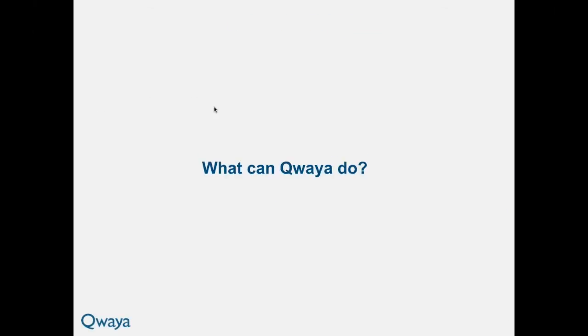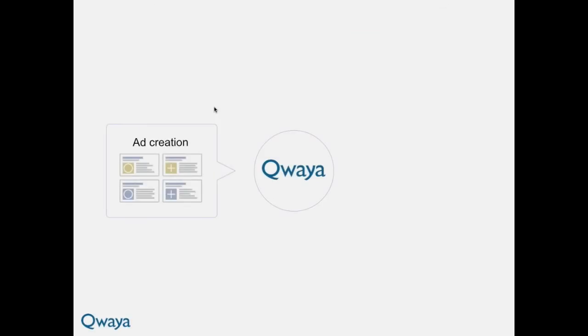So what can you do with Qwaya? With Qwaya, you can create multiple ad variations for all different ad types. So you can just type in the titles you want, the body text you want, and add the images you want, and then Qwaya is going to create one ad for each combination. So if you have 2 titles, 2 body text, and 2 images, you're going to get 8 different ad variations.